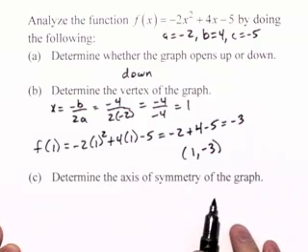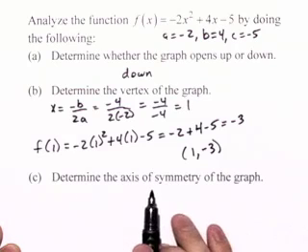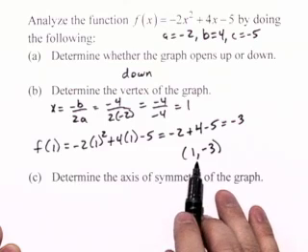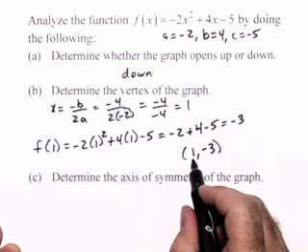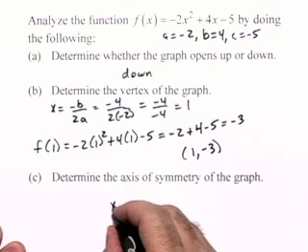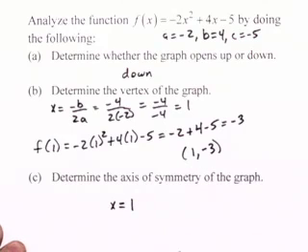Next, we want to determine the axis of symmetry for the graph. The axis of symmetry is the vertical line that passes through the vertex. We found that the x-coordinate of the vertex was 1, so our axis of symmetry will be the vertical line x equal to 1.